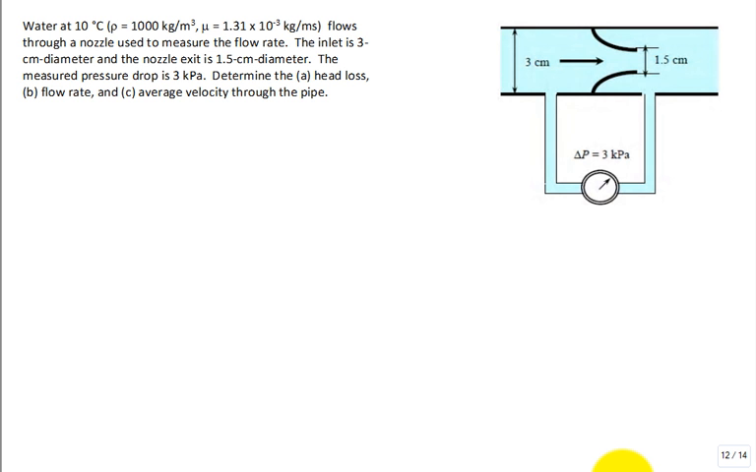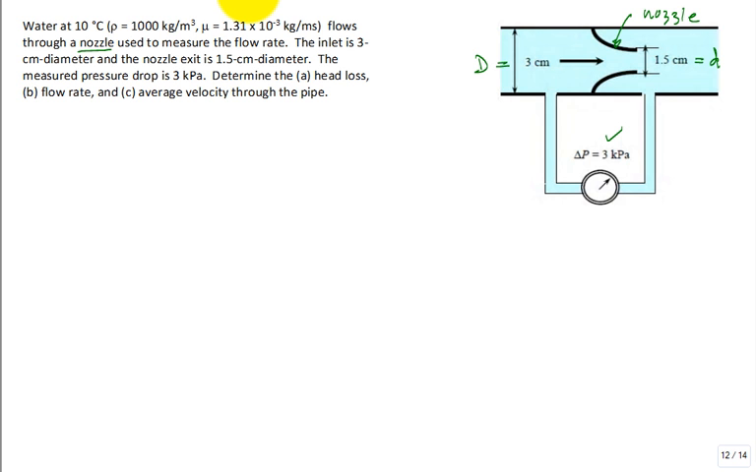Here's one of those obstruction flow meter problems. So we have water flowing through a nozzle. This is that nozzle right here, used to measure the flow rate. The inlet is 3 centimeter diameter, so cap D is 3 centimeters. The nozzle exit, lowercase d, is 1.5 centimeter diameter. The pressure drop is measured to be 3 kilopascal. Part A, determine the head loss.